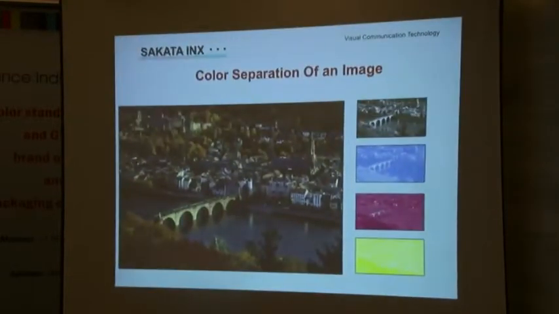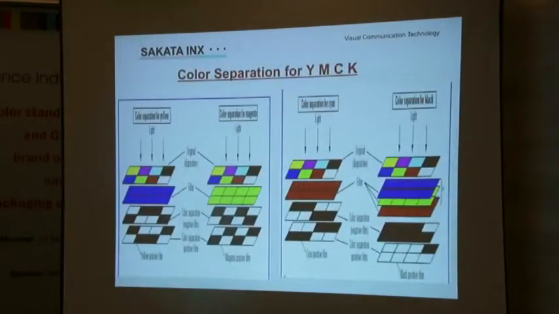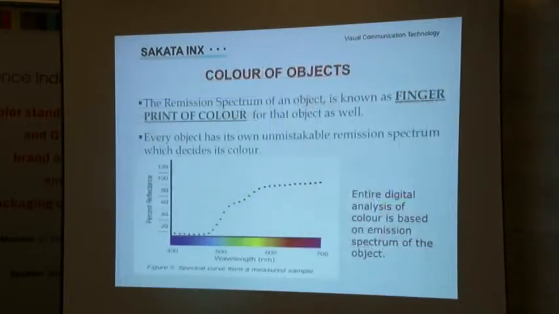This is nothing but how separation takes place, which everybody must know. How we get yellow, how we get magenta, how we get cyan and how we get black, is through color separation. What Mr. Steve has already shown through the spectrodensitometer is the basics of the entire color theory that comes into the printing industry.